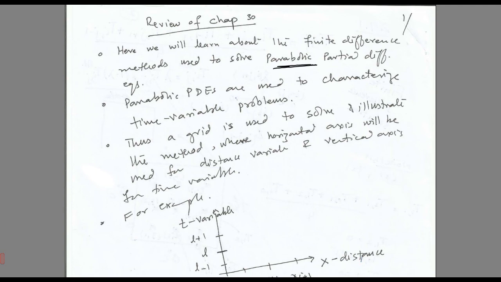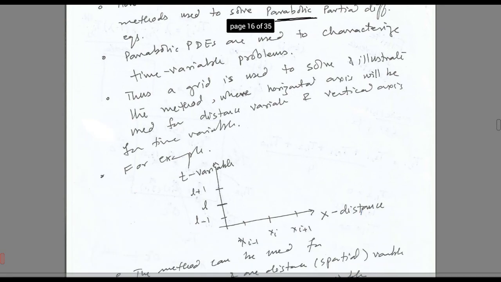Parabolic differential equations are used to calculate time-varying problems. In a parabolic equation we will have one or two distance variables, and also the time variable.